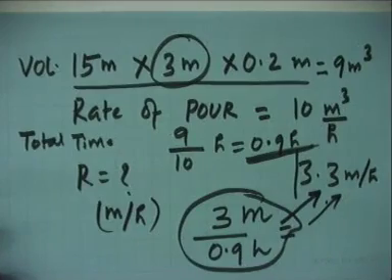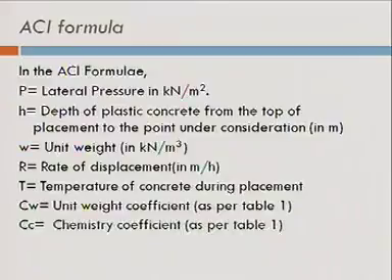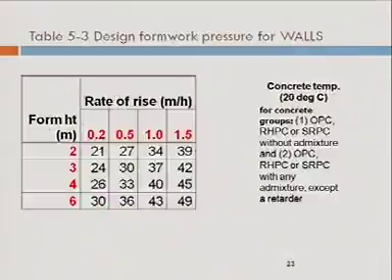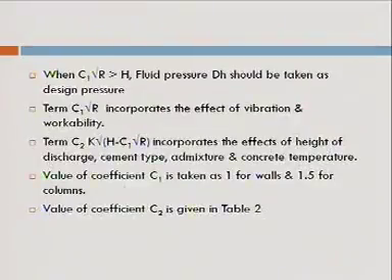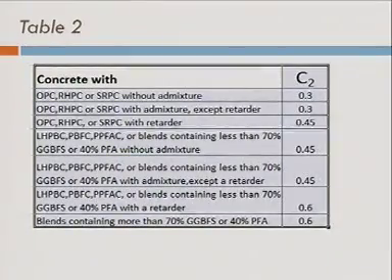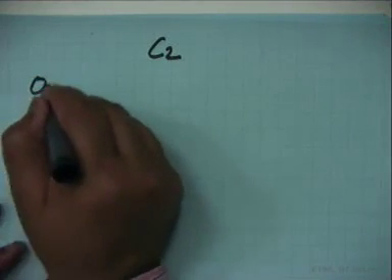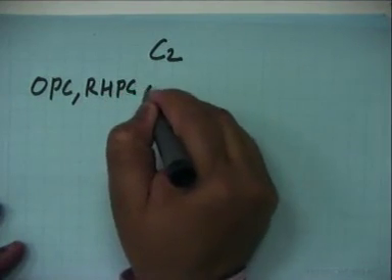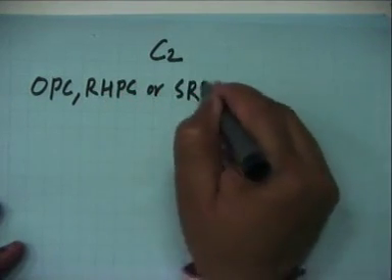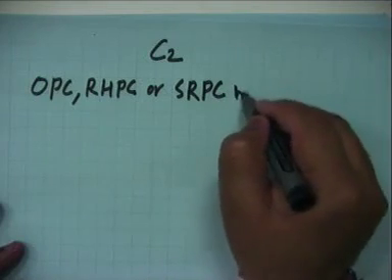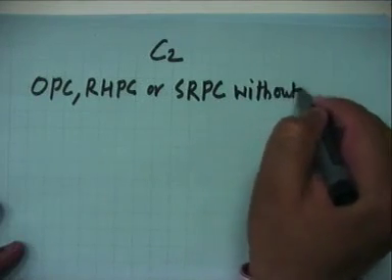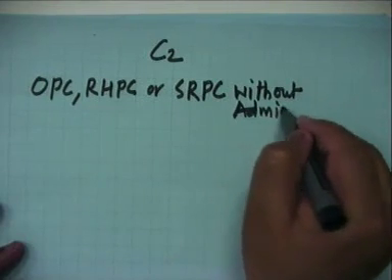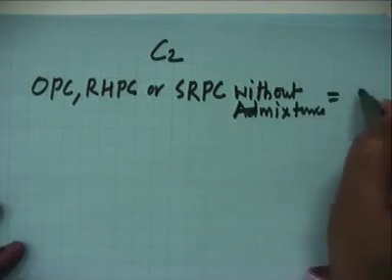Now, going back to those coefficients, I will just write it for you. Just give me 1 minute. Okay, this is how C2 is defined. C2 for OPC, RHPC or SRPC without admixture, this is given as 0.3.